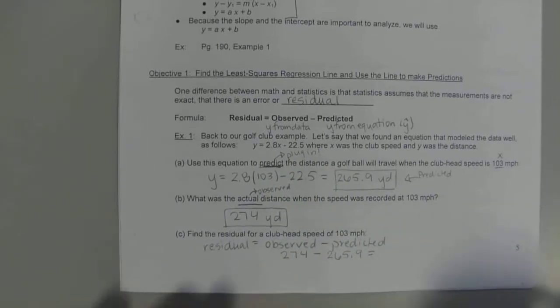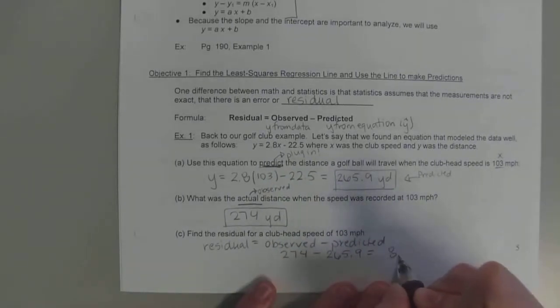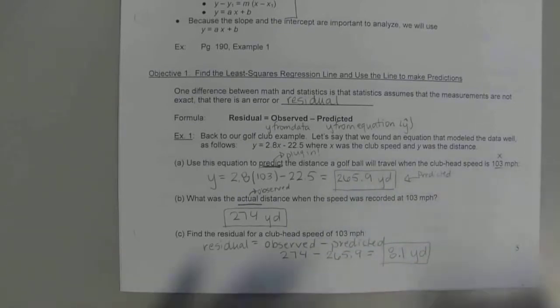So what is the residual in this case? Is it 8.1 yards? Does that look right? So what does that mean? It means this equation wasn't horrible, but we were off by 8 yards, and at a certain point, 8 yards starts to be a decent distance.